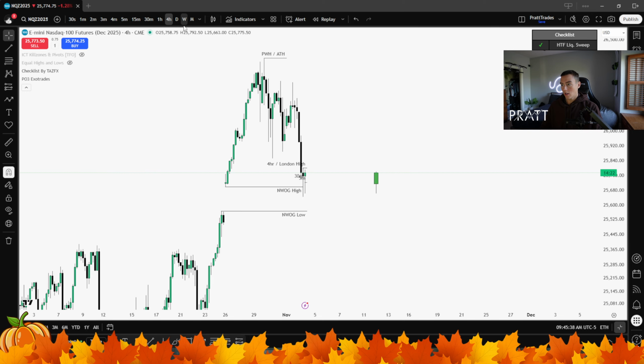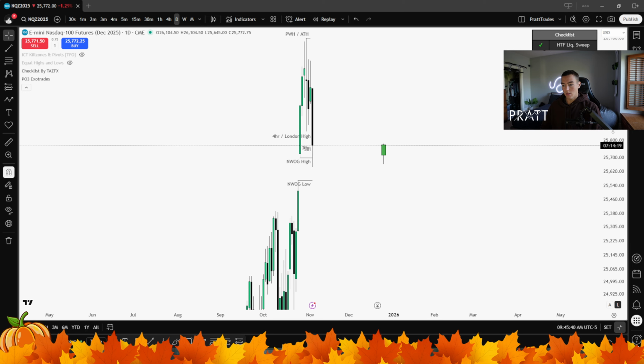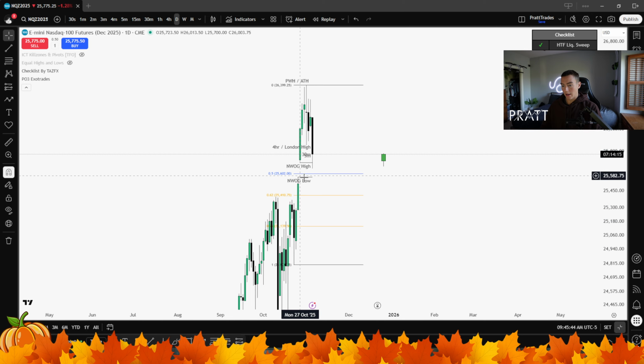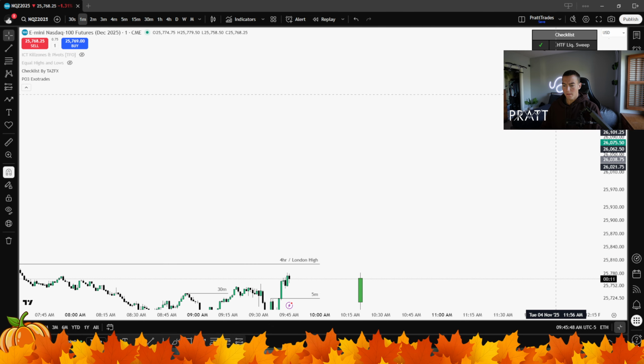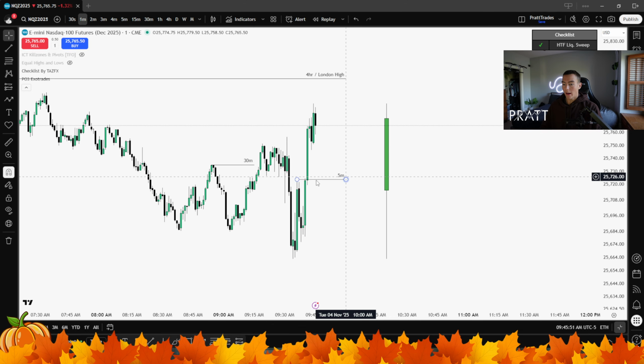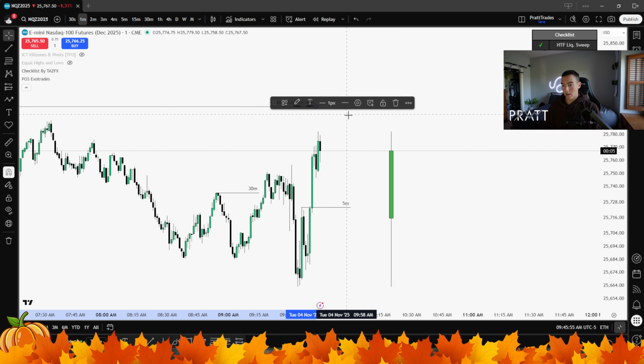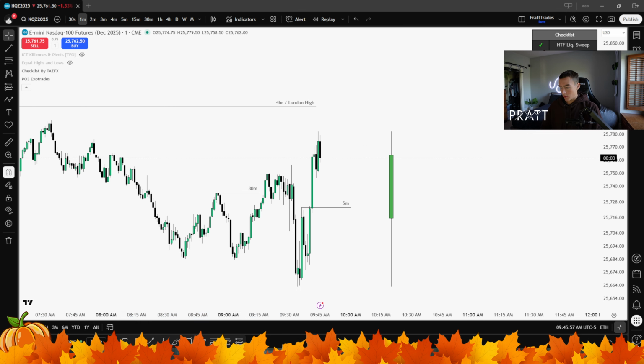Also on the daily, let's see. I haven't even checked this. Okay, yeah, so we haven't even rebalanced the entire daily range. So that is why I am looking for shorts right now. I'm not looking for anything until we tap this key target right here. And then from there, we'll just look for structure.